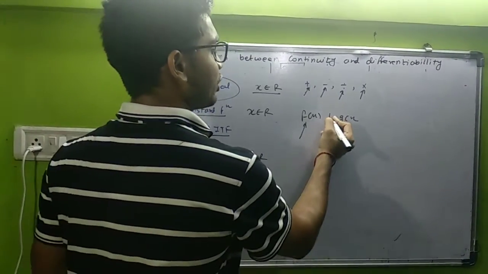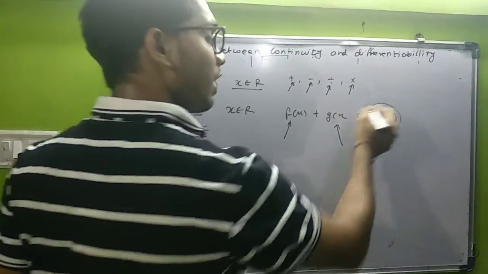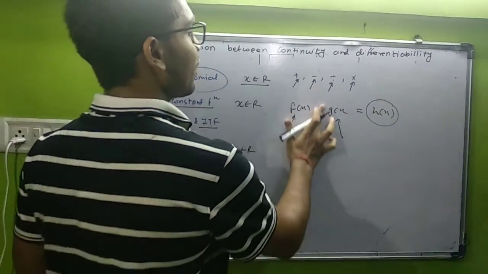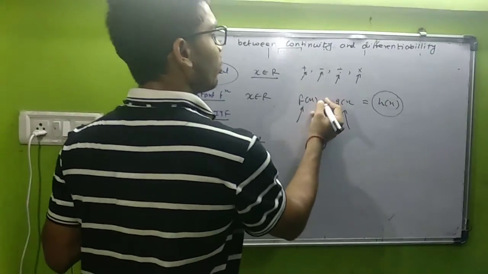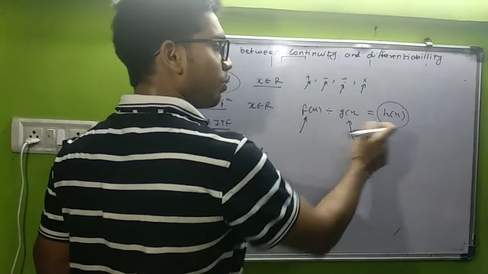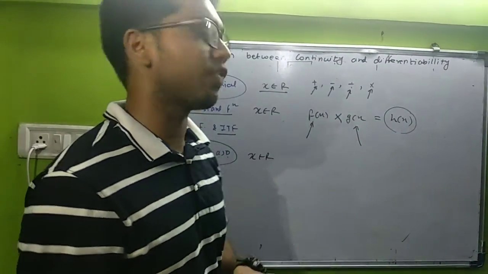If we take the addition of this and we are going to get some new function, then this function is also going to be differentiable. If we are going to take subtraction, then also this is going to be differentiable. If we are going to take division, then also this is going to be differentiable. If we are going to take product of them, then also this is going to be differentiable.